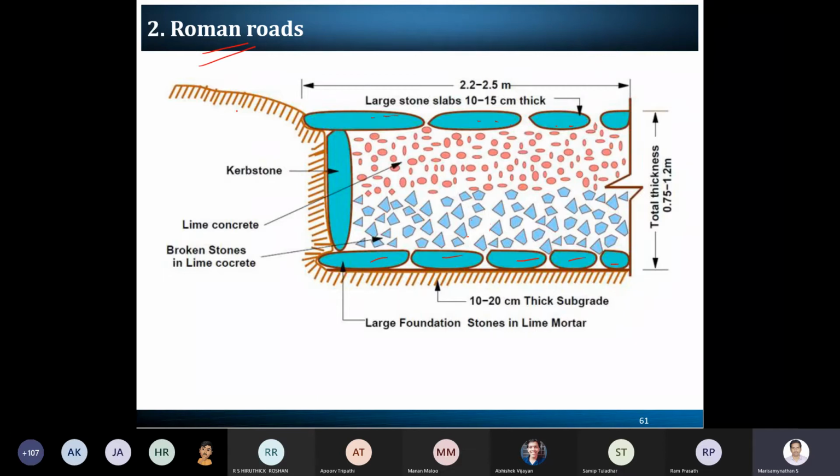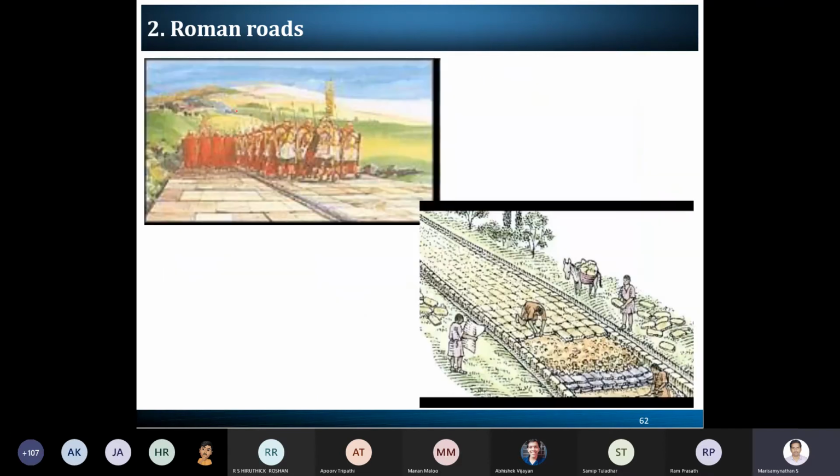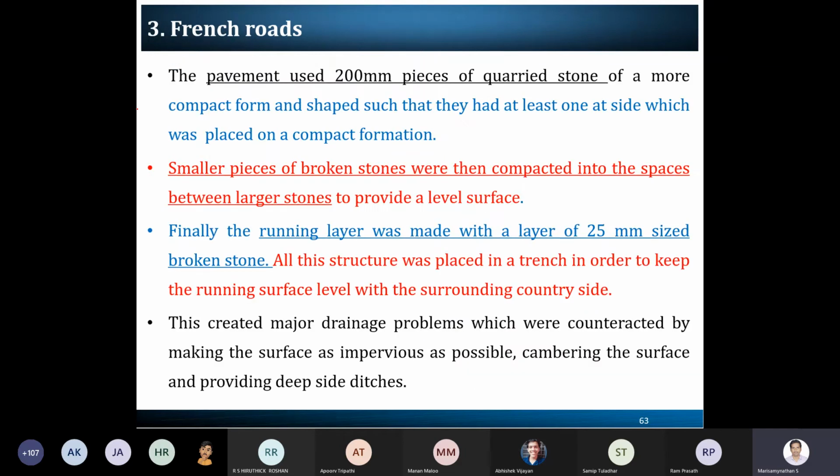So this is one technical explanation, and this is the non-technical way, the figure taken from Google only, showing how they were laying it. This is an example of the Roman roads, how it is happening. The large stone, small stone, and at the bottom also they are using large stone. So this is the way they did it. There is no size, no specifications, no proper provisions for drainage. Those kinds of things ultimately led to the introduction of the concept of the French roads.